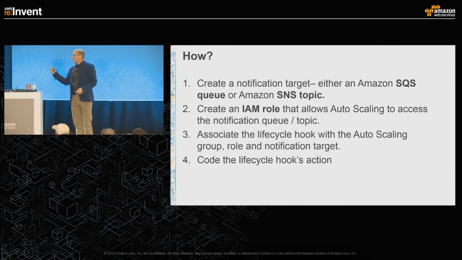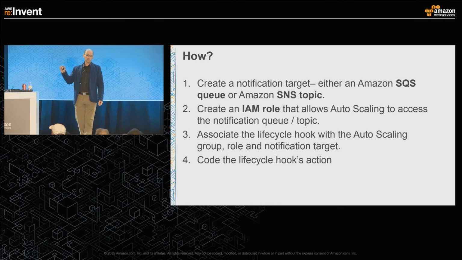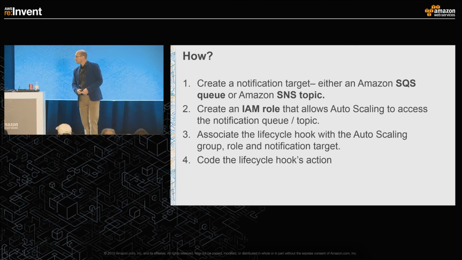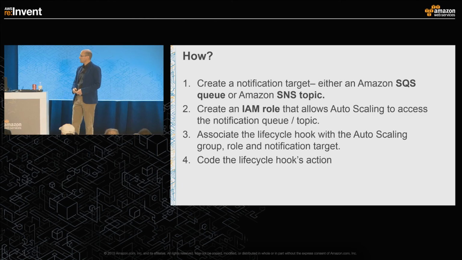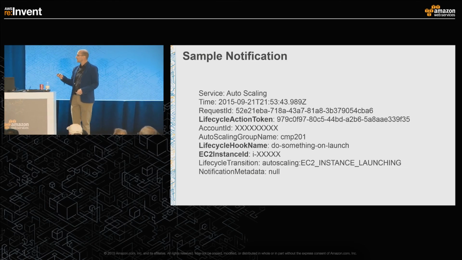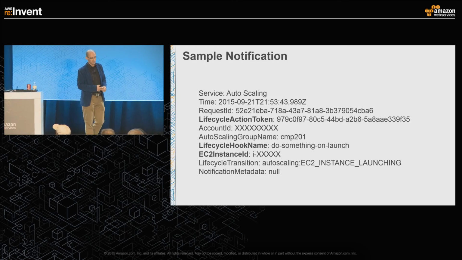And then you associate the lifecycle hook, basically the name, with your autoscaling group, and tell it when it should fire, so either on launch or on termination, or actually both. And then you need to write the code. So that's easy said, but also easy done. This is what the notifications look like that you get. And those should give you some ideas of what you can do in your lifecycle hook.